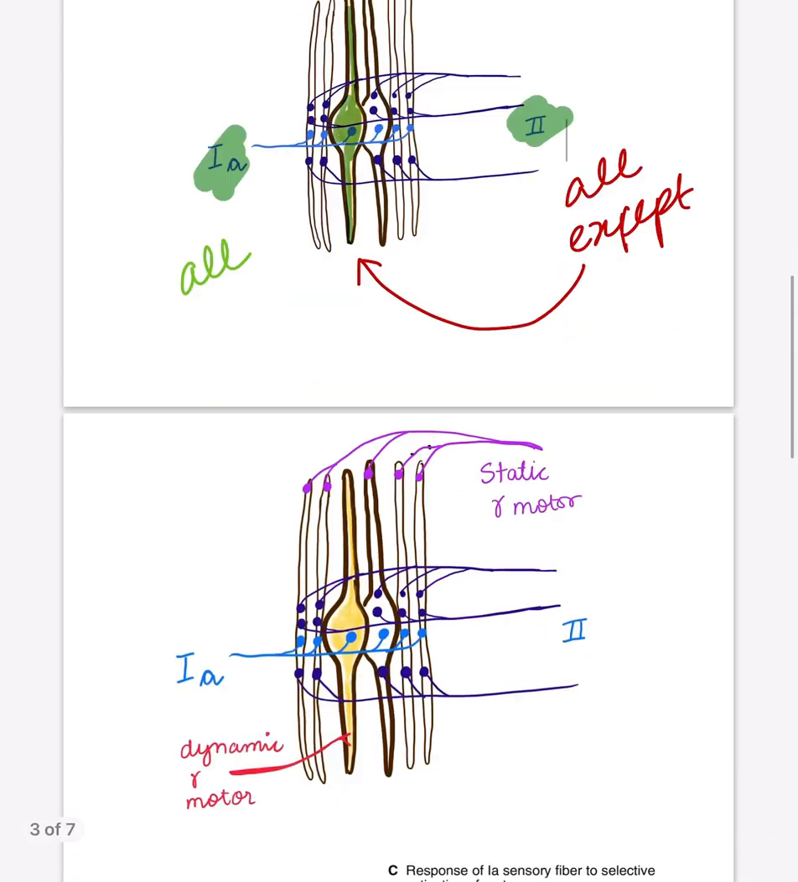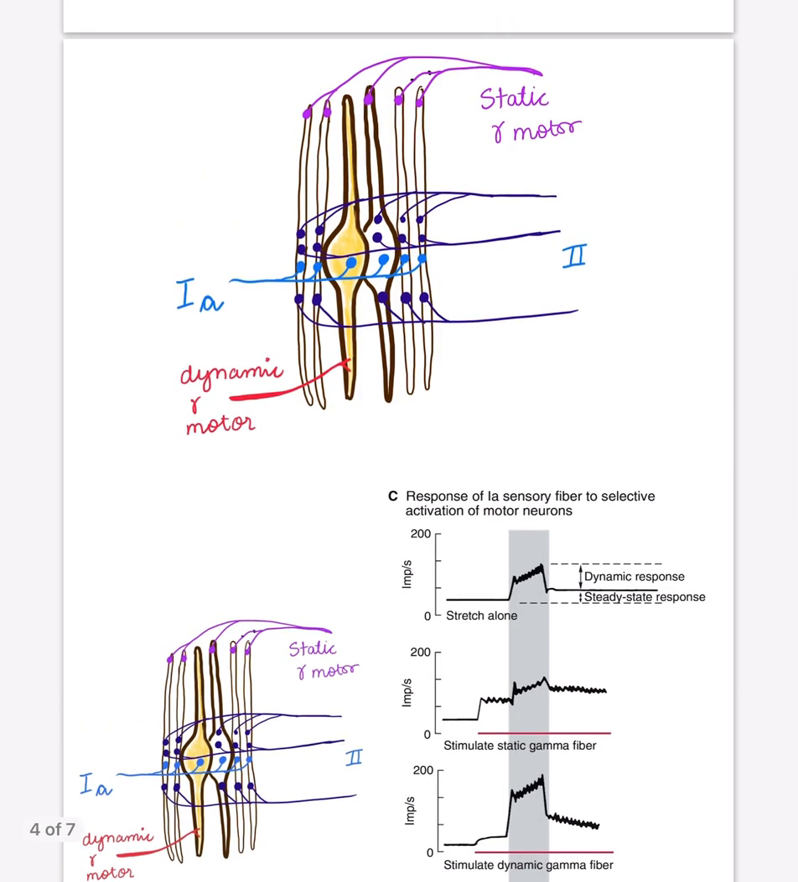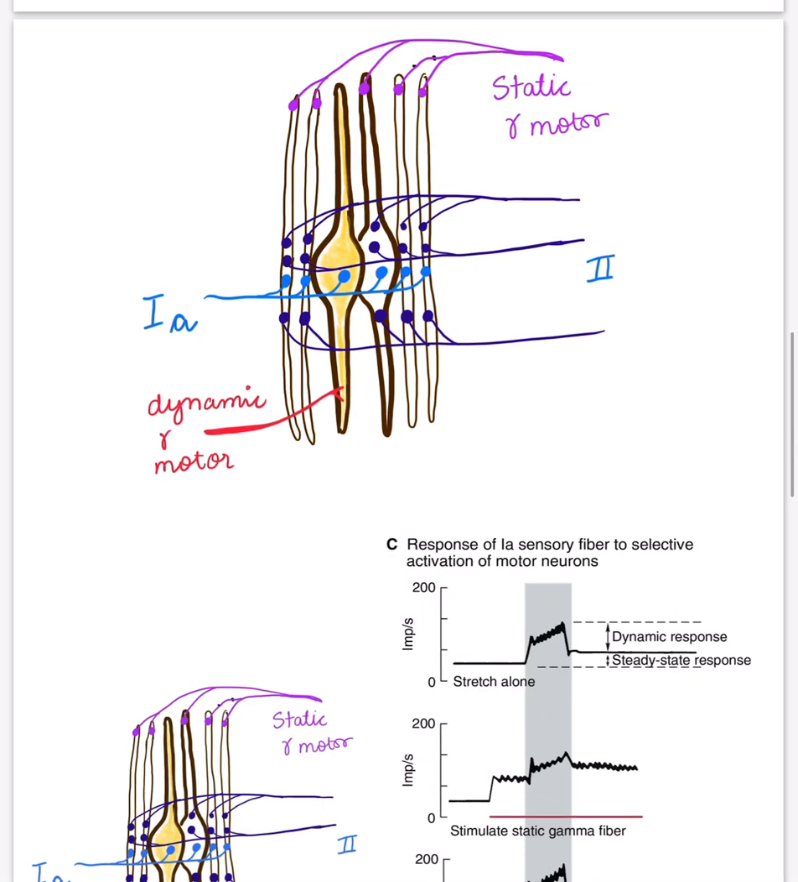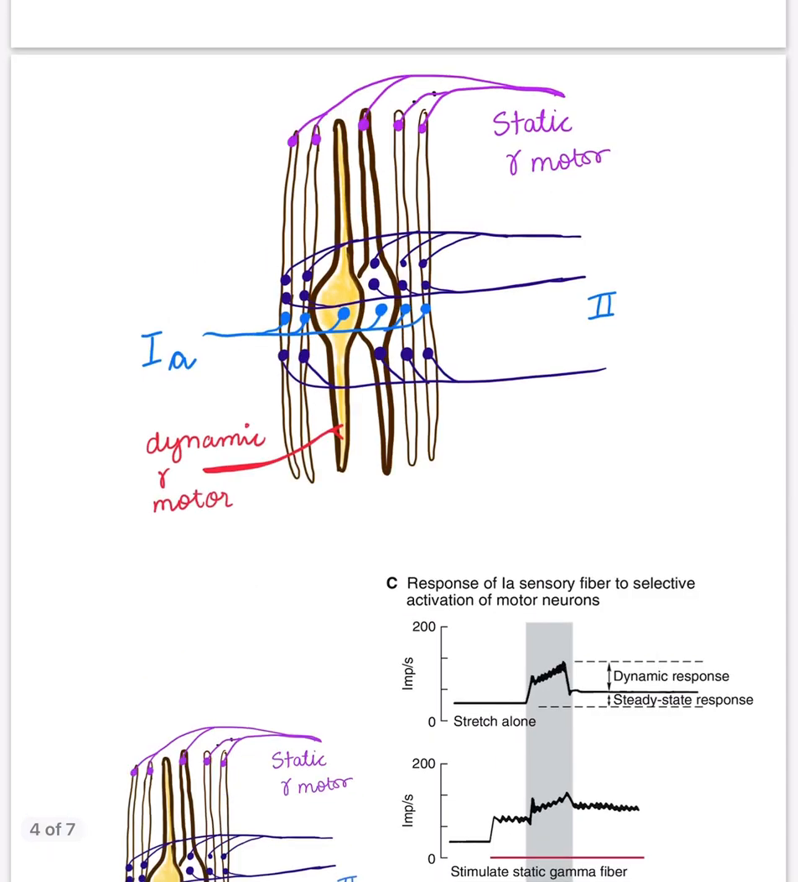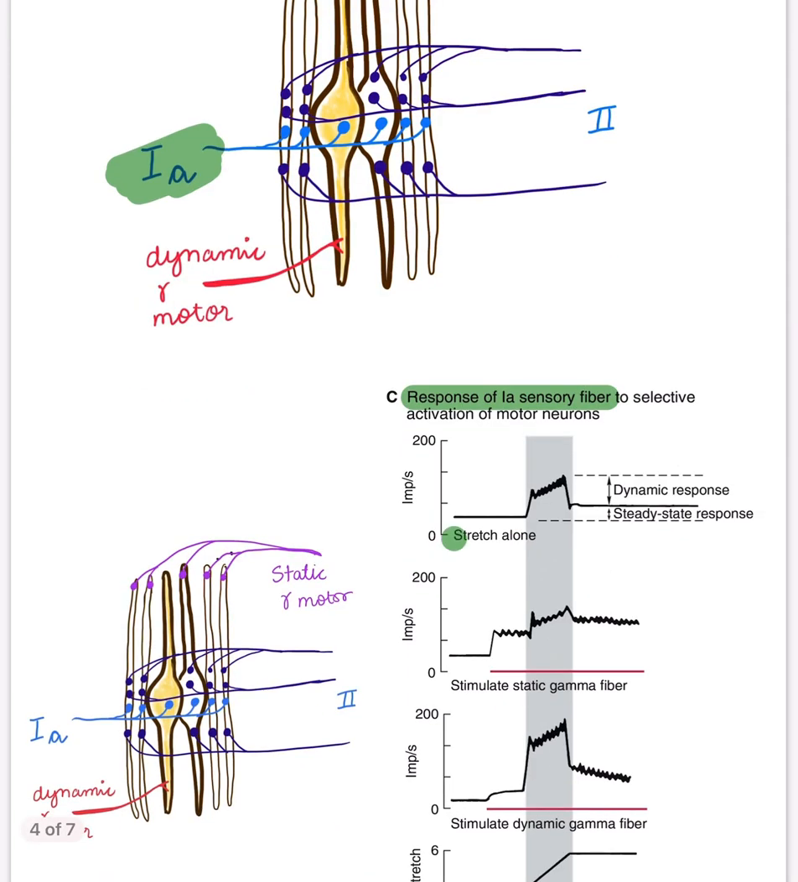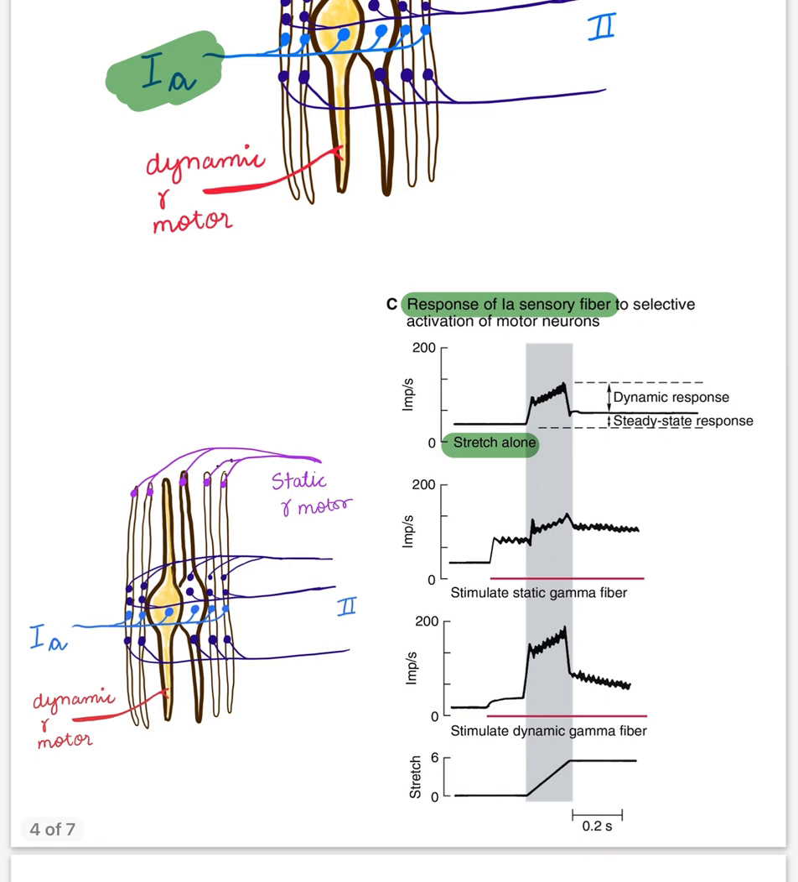So now we'll understand the graph. In this graph, we will study the response of 1A sensory fibers. That means response in this 1A sensory fibers to stretch alone and to stretch when we are stimulating the static gamma fibers, and when we are stimulating the dynamic gamma fibers. So let's study one by one.